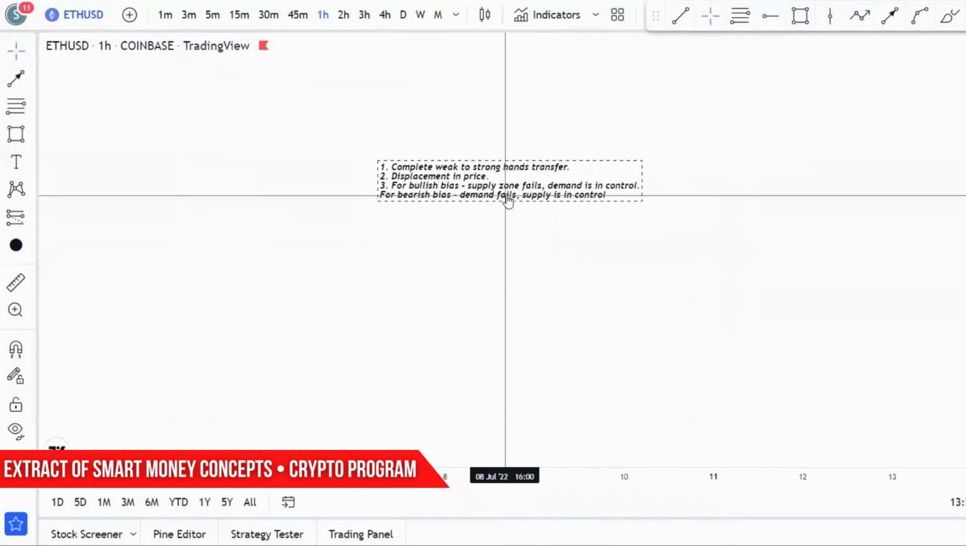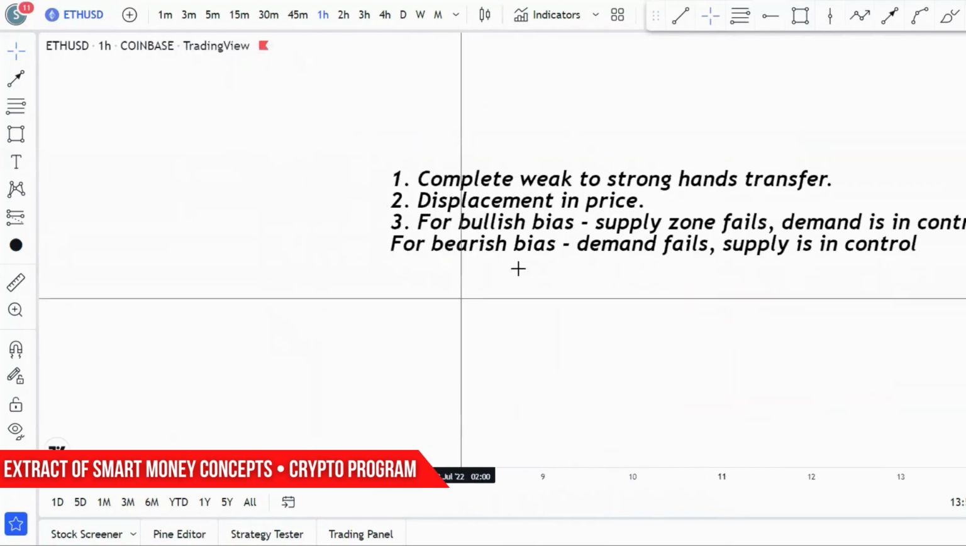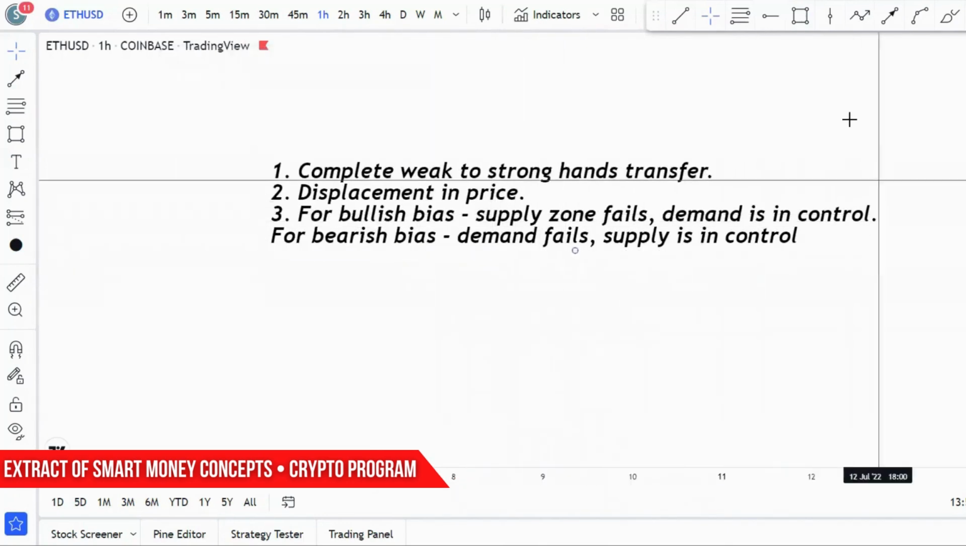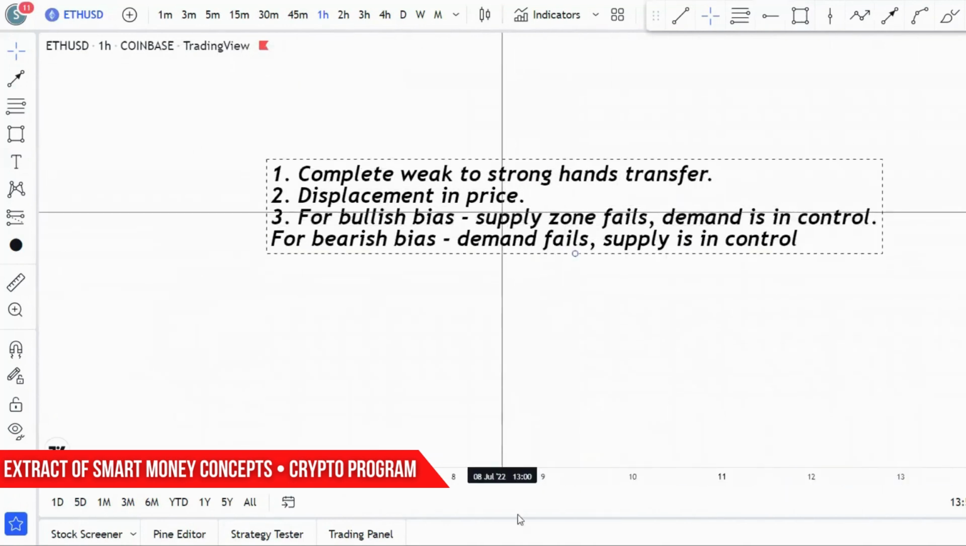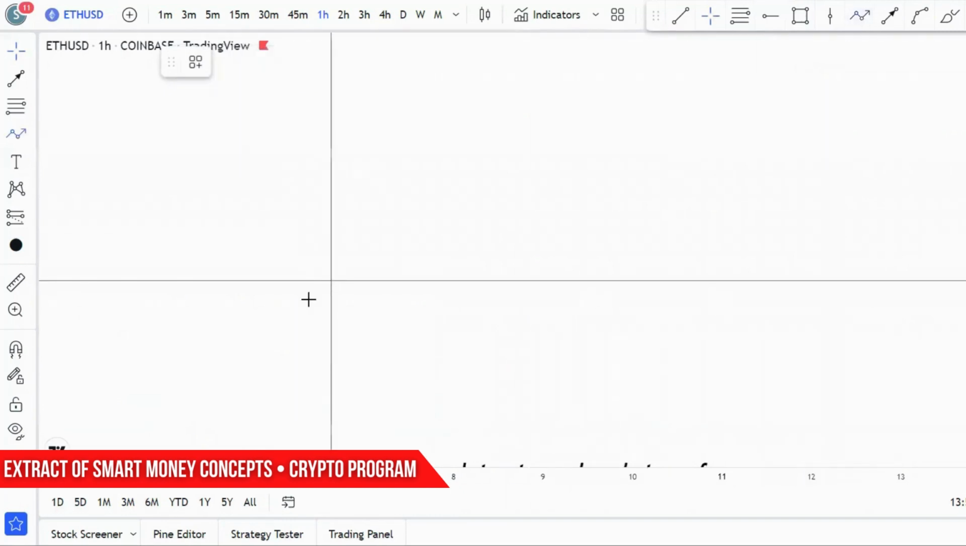So I'm going to remind everyone, let me make this bigger, to watch this video more than once to really understand. So these are the main things that we look for as confirmation. Let me just do this again so you guys really understand.